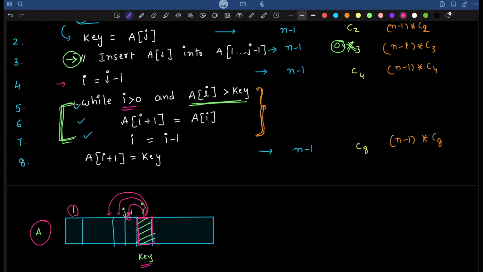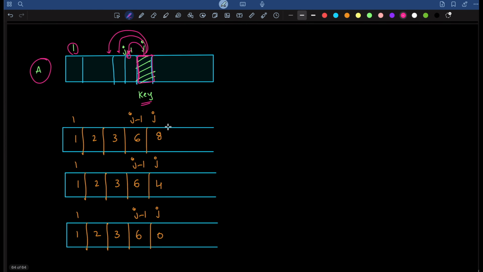So what is happening inside the while loop? Now let's analyze each and every statement present in this while loop, right? In the first line, I have A of i greater than key, so it performs the comparison. In statement 2, A of i plus 1 is equal to A of i, so it performs the shift operation, that means moving the elements one position to the right. And in line number 3, I am decrementing the value of i by 1, right? Now to determine how many times these operations are executed, we need to analyze three different cases.